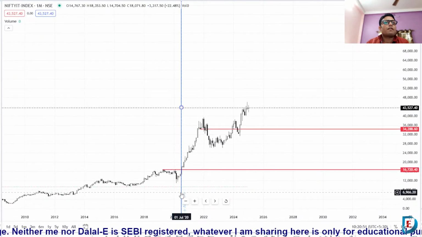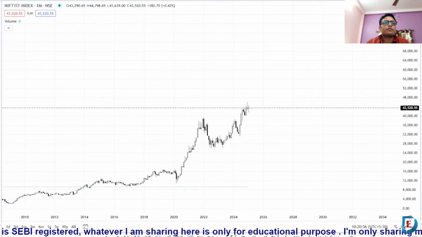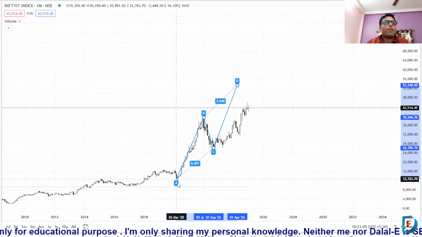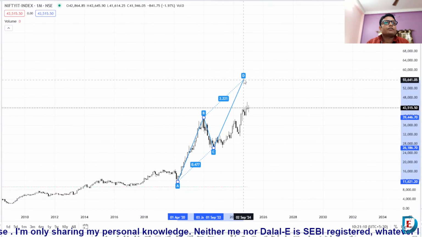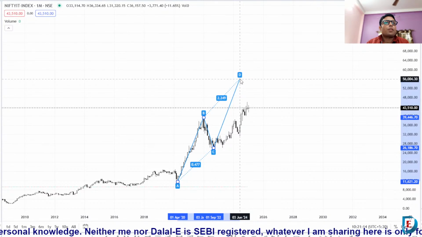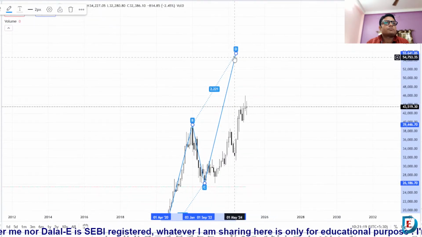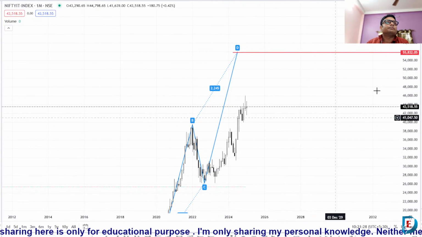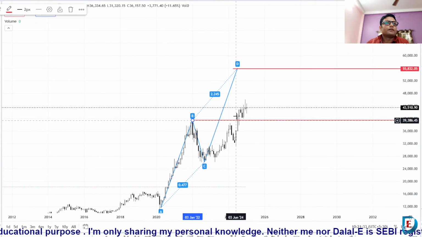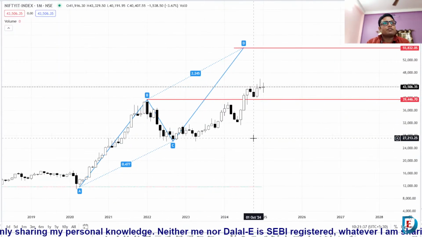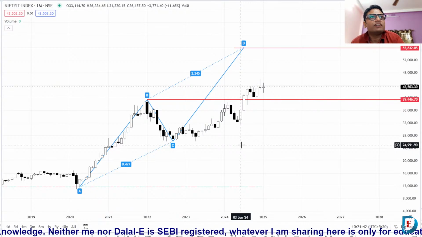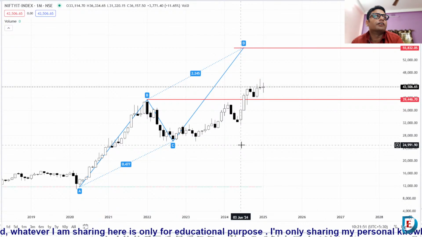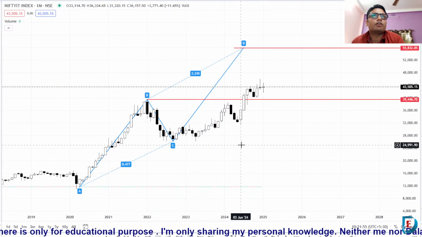that we are going to witness near around this level. When the price broke here, I posted in my tweets and in the groups. But it's personally my view that Nifty IT will show 55,832. But remember, it will not come in a day or in a week. It will take months or maybe years.